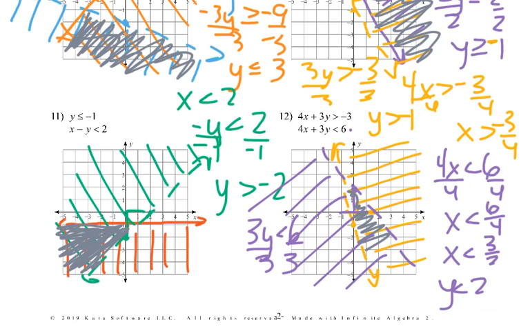Which remember is the whole point of a system of inequalities. The solutions that matter are the ones that work for both inequalities, which are in the overlapping area. Okay? And that's really all there is to it, guys. So there we go. Learning target 1.4.